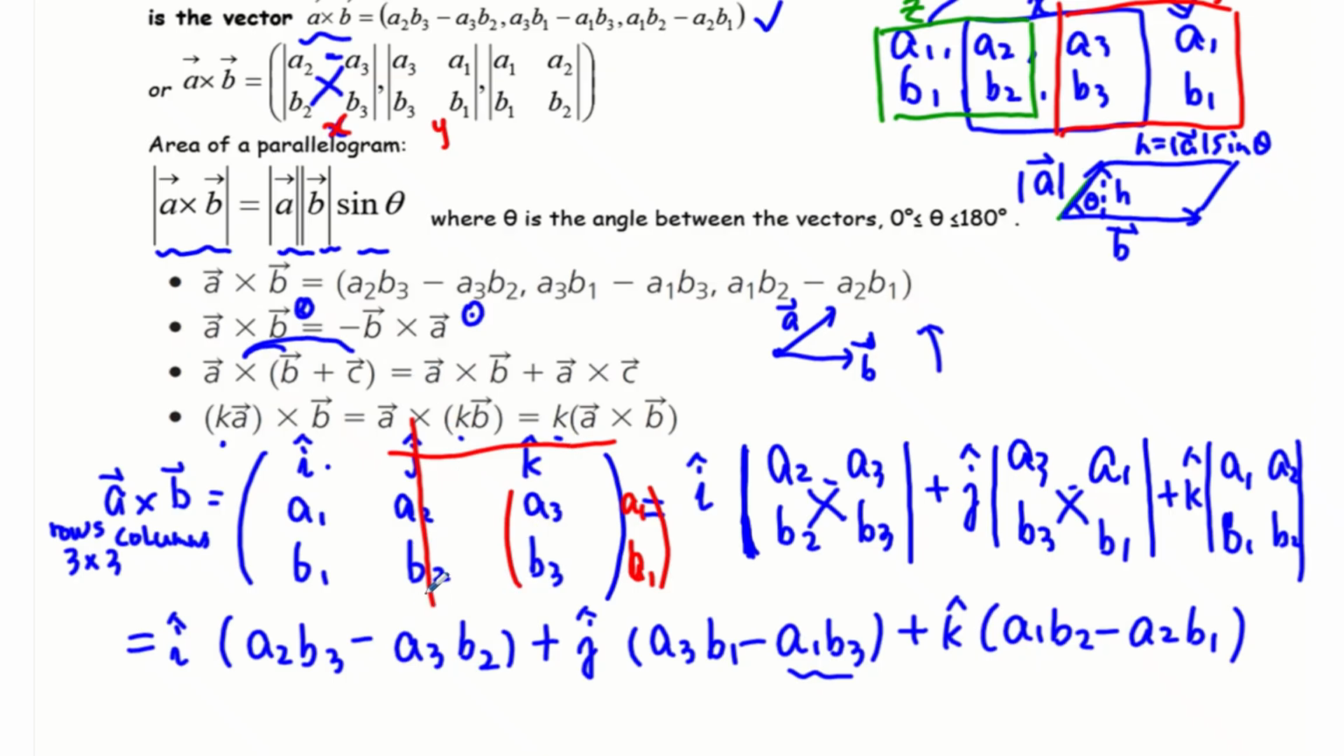For the J direction, we continue. There's nothing here. We move the IJK, the I to here. So we only have A3, B3, A1, B1 here. For the K direction, cross out, only this part is left. This is our matrix. Okay. So now we know how to find the cross product. We are going to do some examples.